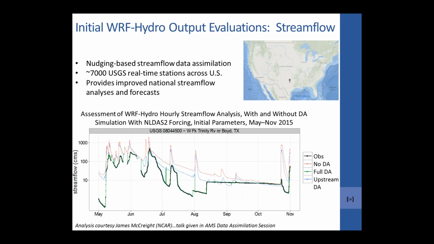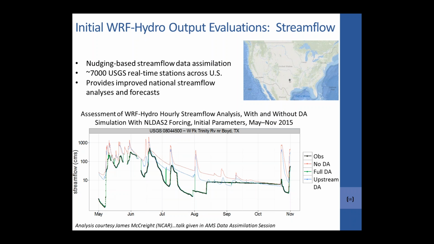So this slide focuses on an assessment of data assimilation at a particular point. We're assimilating data at about 7,000 real-time gauges from the USGS across the U.S. And this is really going to help provide improved national streamflow analyses and forecasts. The analysis that we do hourly that includes this data assimilation creates a restart file, which all of our forecasts are kicked off from. So whether it's a short-range, medium-range, or long-range forecast, all of them see the benefit of this national analysis. The hydrograph down the bottom shows, again, the performance of the data assimilation.